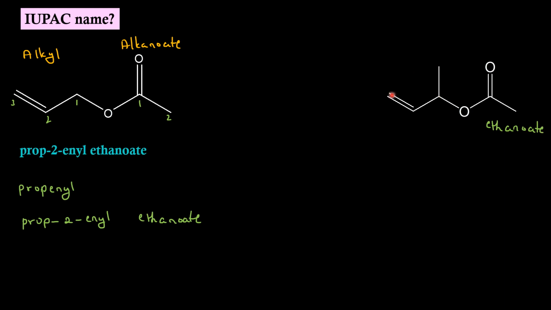On the alcohol side, we should try to give the lowest number to this carbon, that is 2. Roughly, the name is butynyl. Specifying the position of the triple bond and the attachment to oxygen, the name will be written as but-3-yn-2-yl ethanoate. So the IUPAC name will be but-3-yn-2-yl ethanoate.